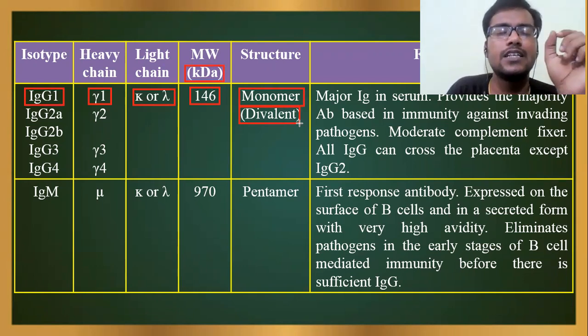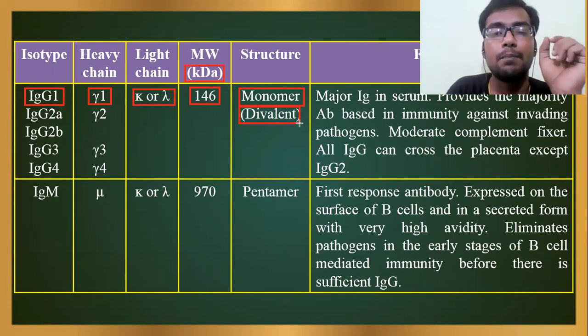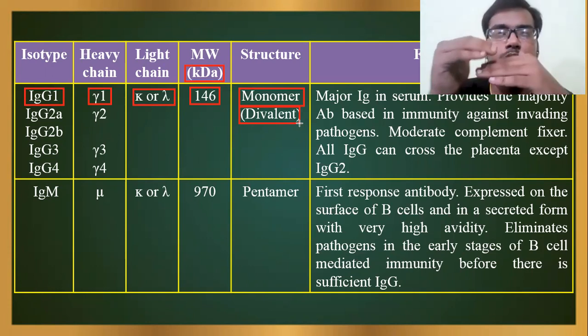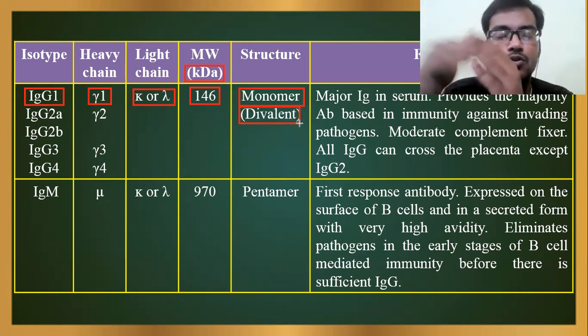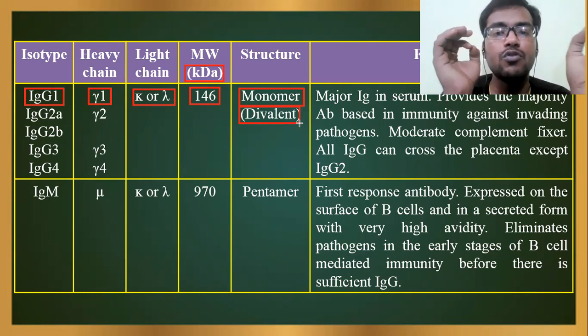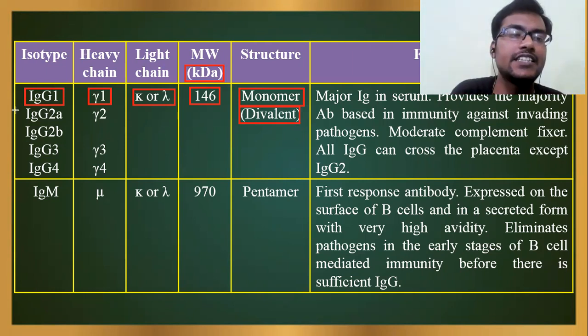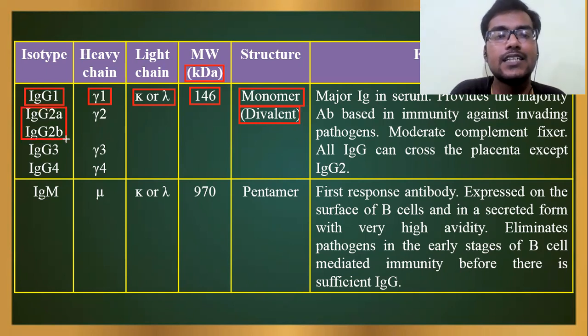All the antibody G or immunoglobulin G can pass the placenta and transfer from mother to offspring, except immunoglobulin G2, that is G2A and G2B. They cannot pass the placenta. That's why the other three isotopes of immunoglobulin G can pass through the placenta and protect the baby from outer injury or different types of disease, and increase the immunoglobulin G or antibody number in the human baby when they are in the uterus or womb.